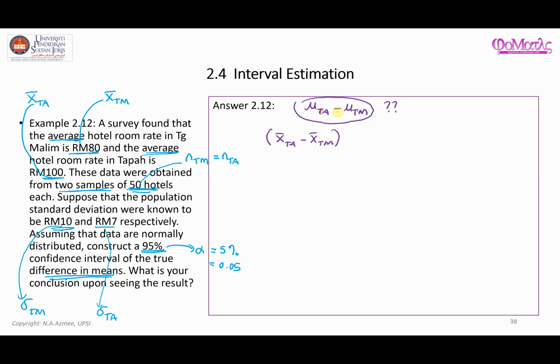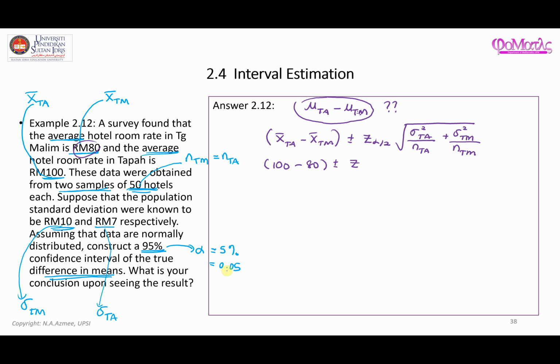So here is plus minus z alpha over 2, and over here we have the population variance for Tapa over the sample size for Tapa, plus population variance for Tanjung Malim over the sample size of Tanjung Malim. Next, what is the sample mean for Tapa? The sample mean for Tapa is 100, minus the sample mean from Tanjung Malim, which is 80 ringgit. So plus minus z alpha over 2.